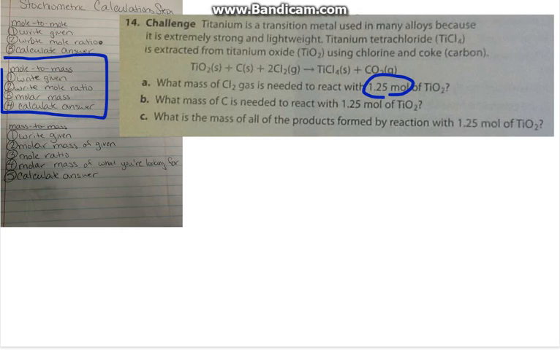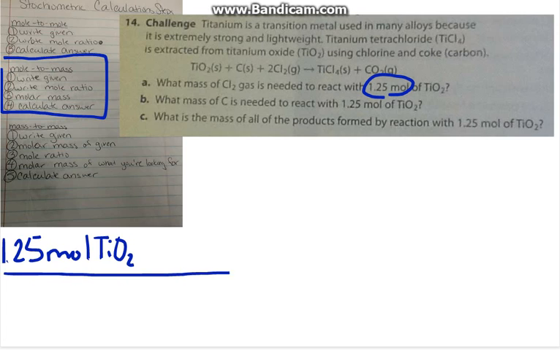Number one on the step should always be the same. Number one should always be write the given. My given is the only number that I can see there, 1.25 moles of TiO2. Done with number one. Step two, write the mole ratio.